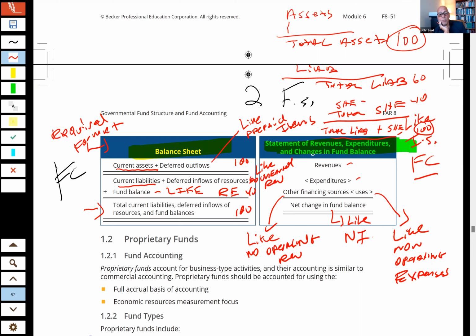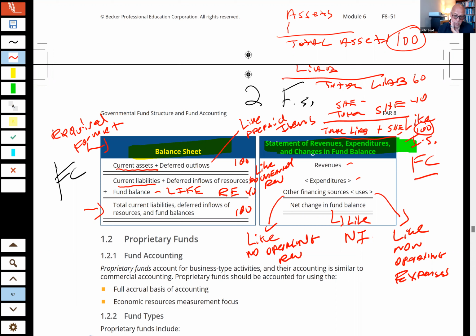That's the easiest question I'm going to ask you all night. Would revenues increase your net income or decrease it? Increase. Good. Since my fund balance is like my net income, then revenue should do what to fund balance? Decrease.